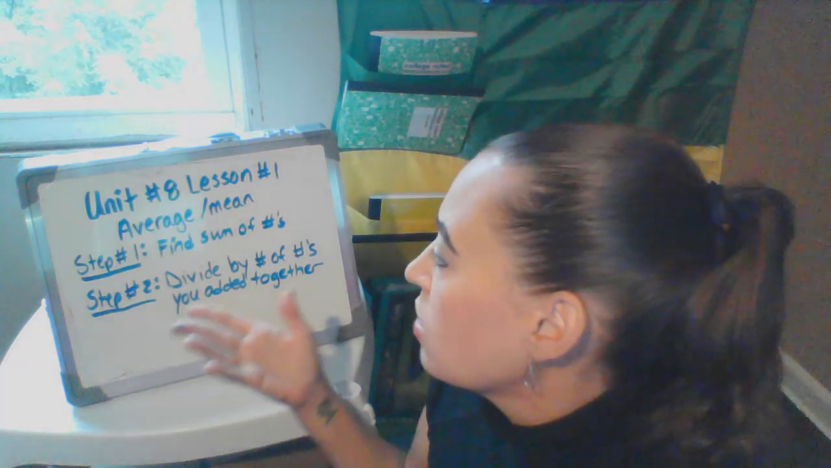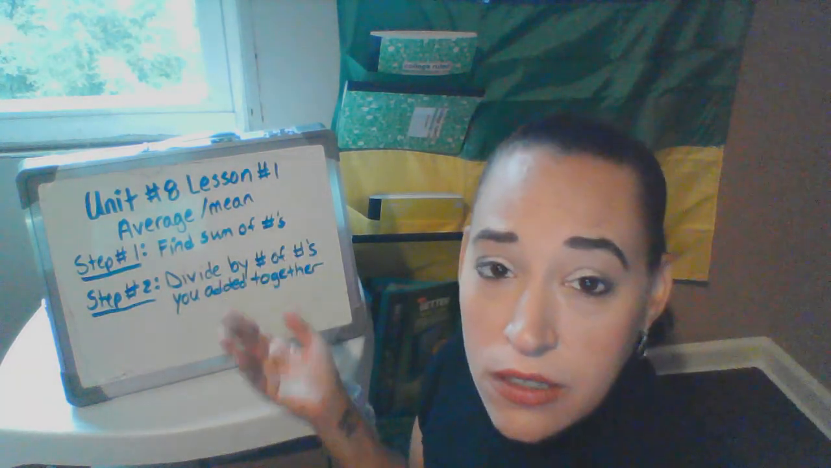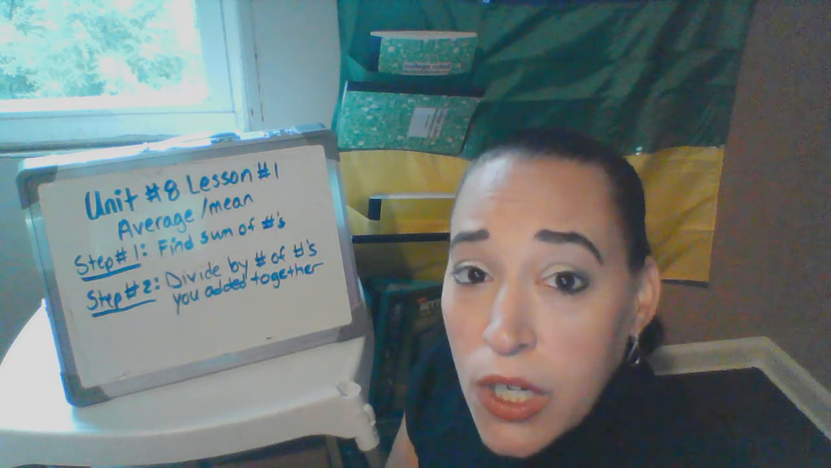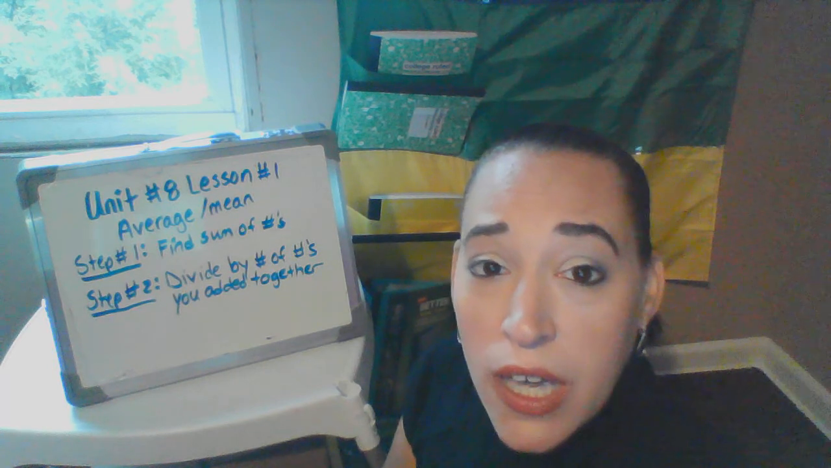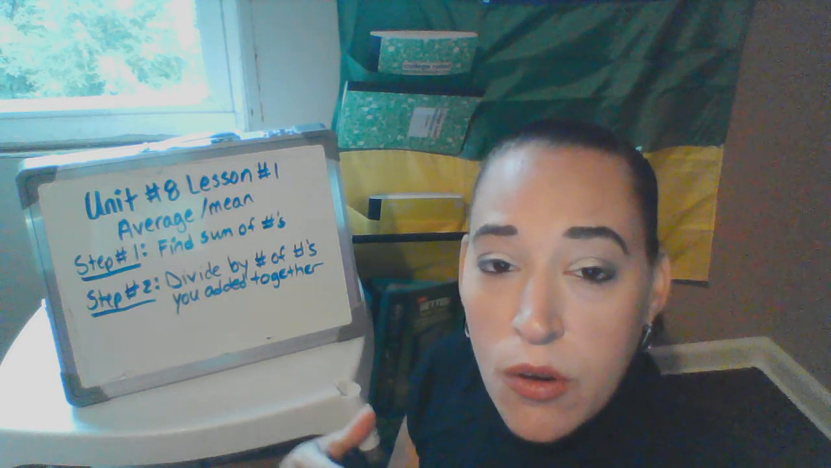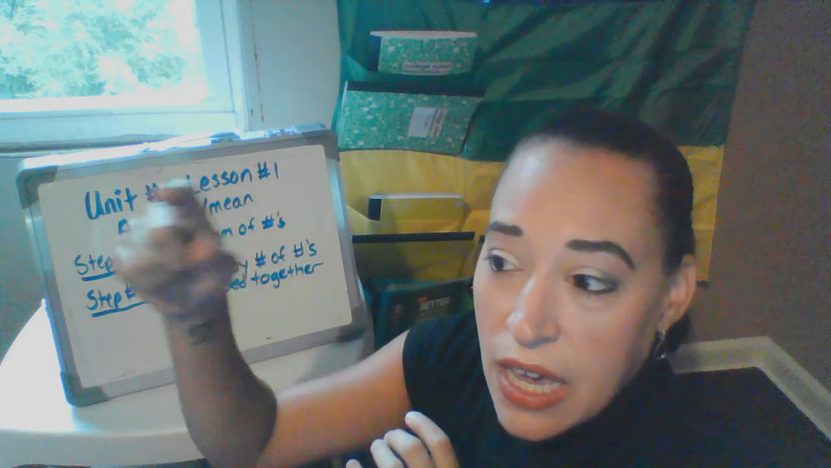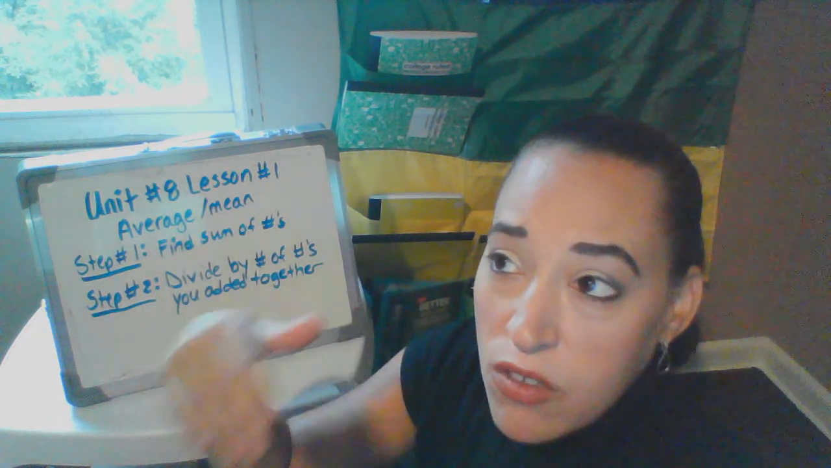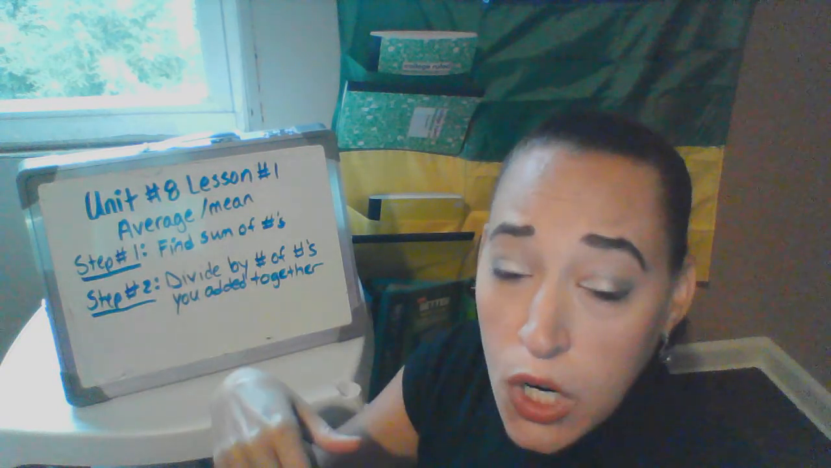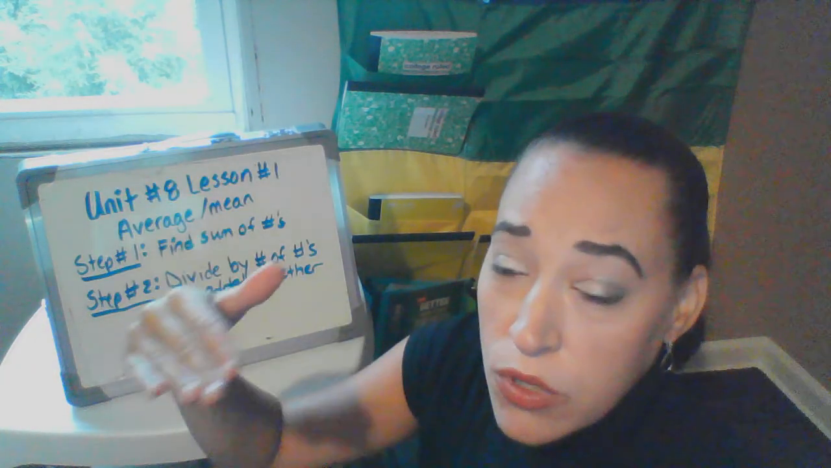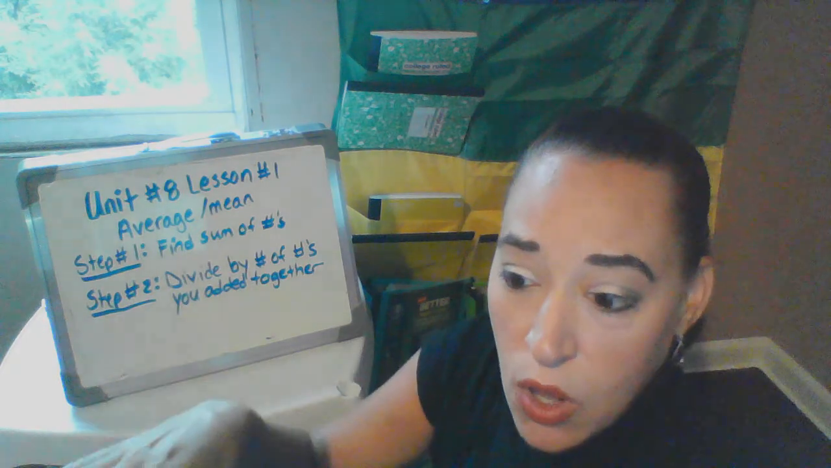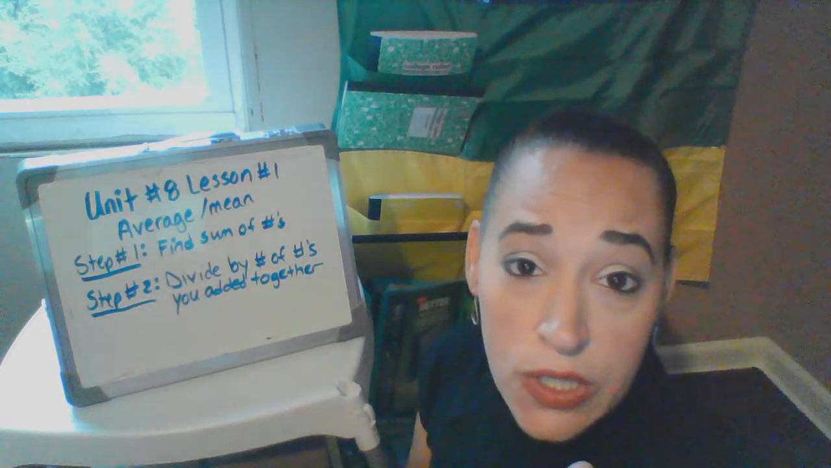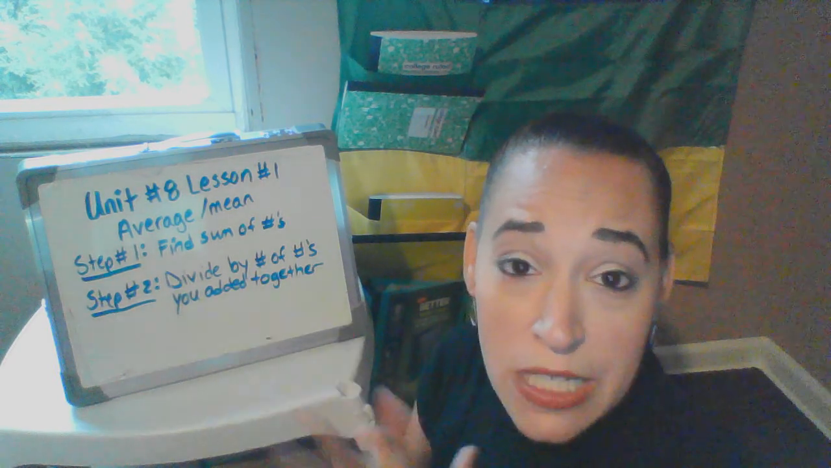So step 1 is you're going to want to find the sum of your numbers, okay? So you're going to add up all of your numbers. And then step 2, you want to then divide by the amount of your total numbers. So what that means is you want to count how many numbers you had. So if I said 10 plus 12 plus 15 plus 4, I had 1, 2, 3, 4 numbers. So after I added them all up, I'm going to divide by 4. Okay, so there are your 2 steps. So let's just try a problem and see what we get.